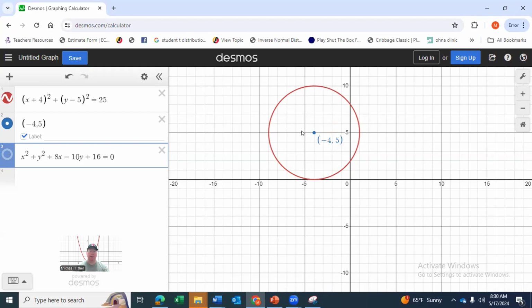And if you go a distance 5 from the center to any point on the circle, it should be 5, which is the radius. So we're starting from the center, -4, 5, and we'll go 1, 2, 3, 4, 5 places, which lands us on a point on the circle. And so that means the radius is indeed 5. So this is the correct circle. And that's how to find the center and the radius of an equation of a circle.